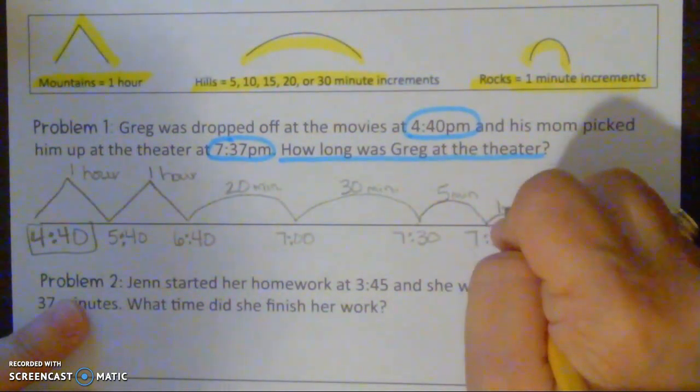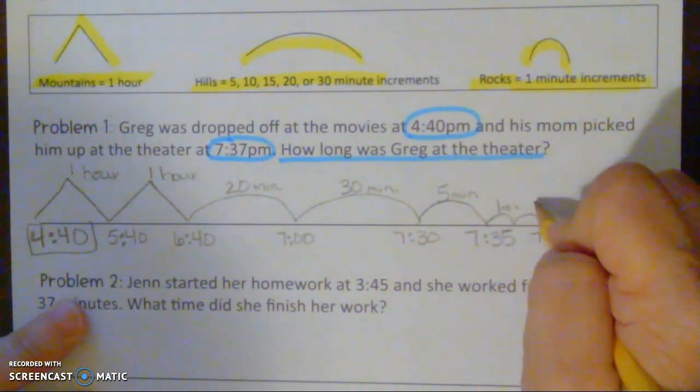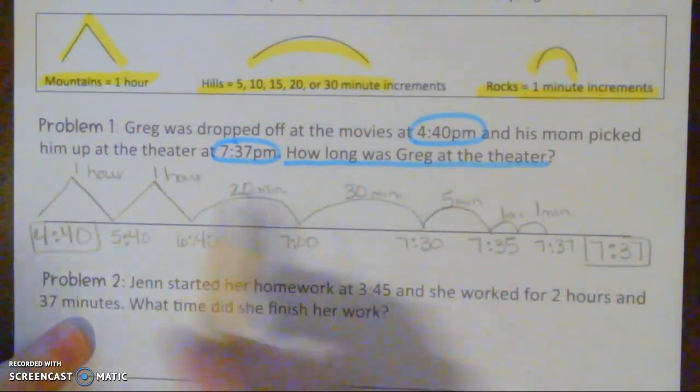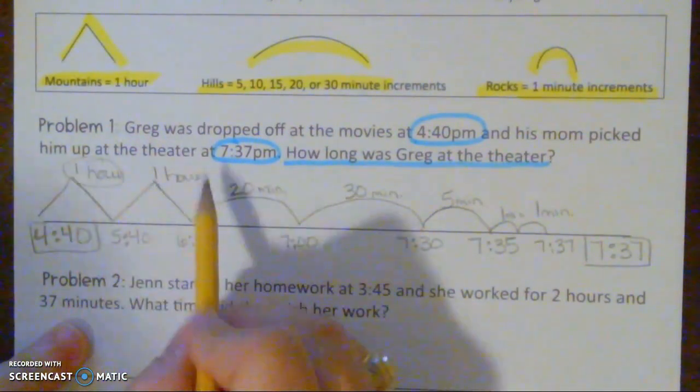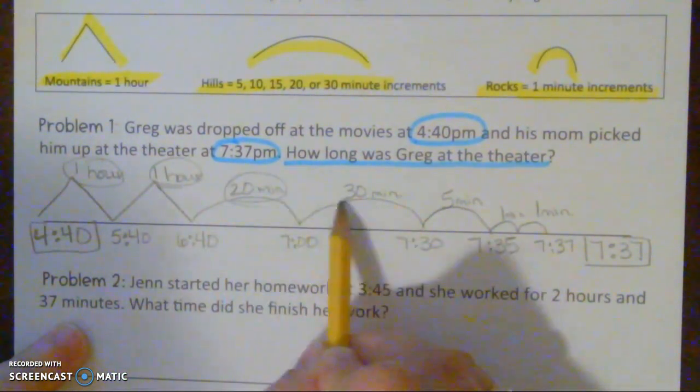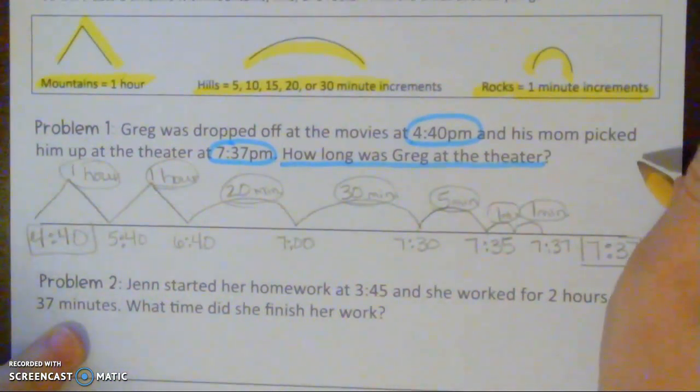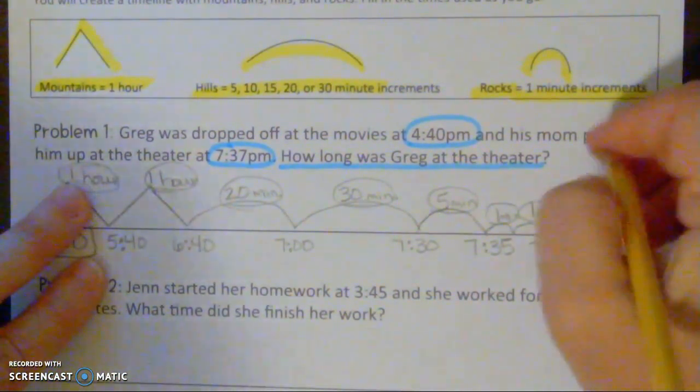So there's 1 minute and another minute. Now all we have to do is add up all of this time right here. We'll just write over here on the side, we have 2 hours.